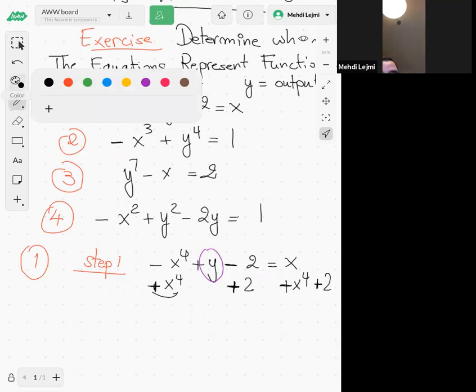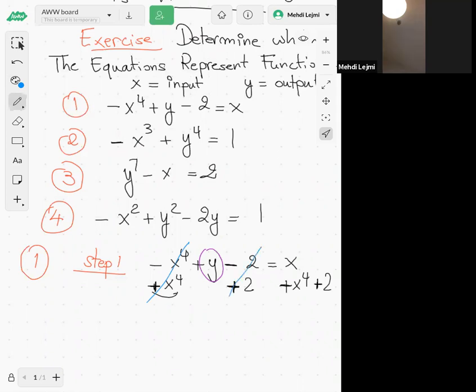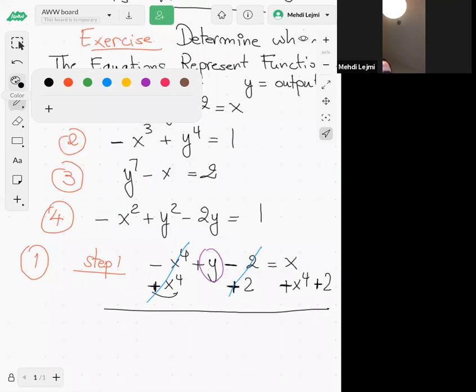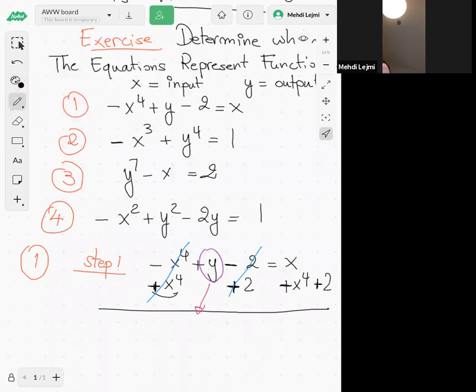So the minus x to the fourth cancels out. The minus 2 plus 2 cancels out. So now I have a y on the left side, here's my y. And on the right side I got 2x plus x to the fourth plus 2.